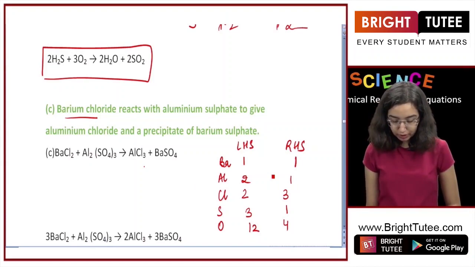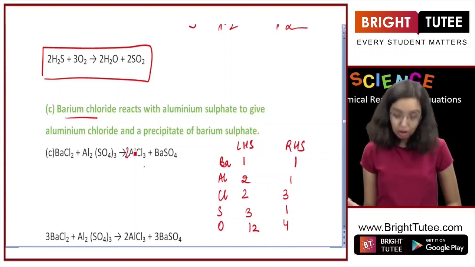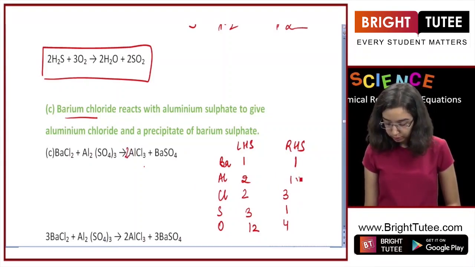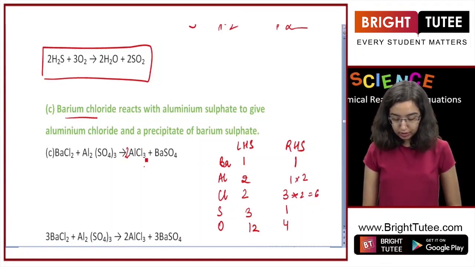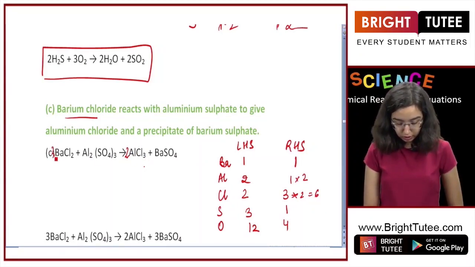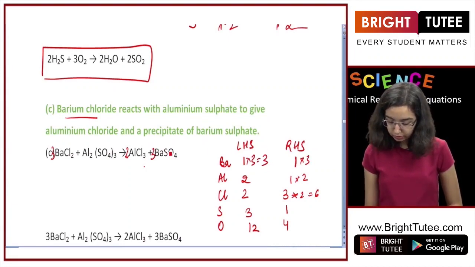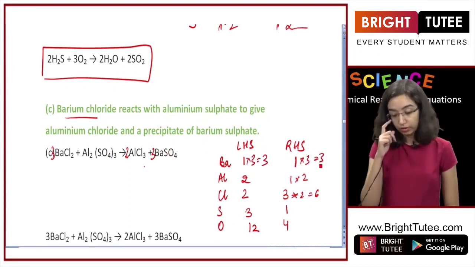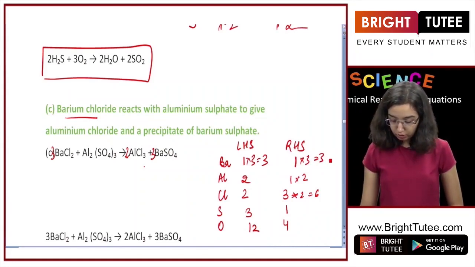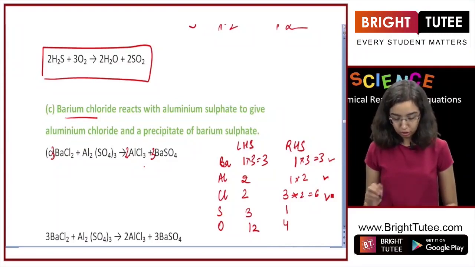Now aluminium needs to be doubled on this side. On making aluminium double, this will become 2, but this will become 6. So to balance out this 6, we need to put a 3 here. Now barium becomes 3. So to balance it out, we add a 3 here, and now barium is also 3 on both sides. So barium is balanced, aluminium is balanced, chlorine is balanced. We need to check for sulfur and oxygen.